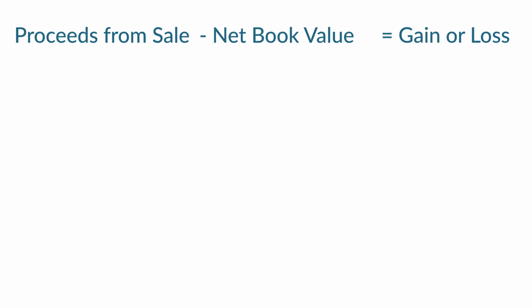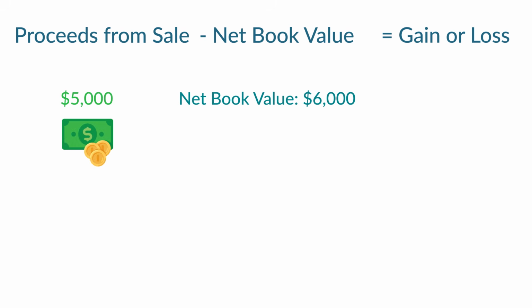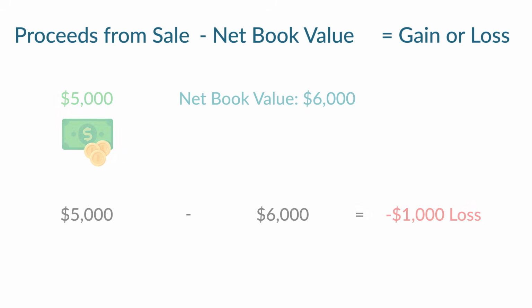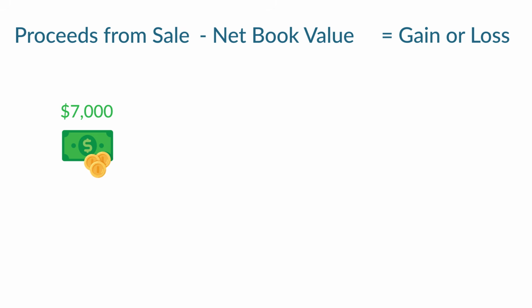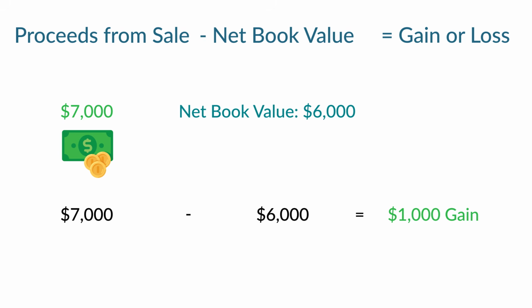So here's our formula to figure out the gain or loss. Proceeds from sale minus net book value equals gain or loss. We received $5,000 cash from the sale. Our asset is worth $6,000. $5,000 minus $6,000. We have a loss of $1,000. In the second example, we received $7,000 cash from the sale. Our asset is still worth $6,000. $7,000 minus $6,000. We have a gain of $1,000.